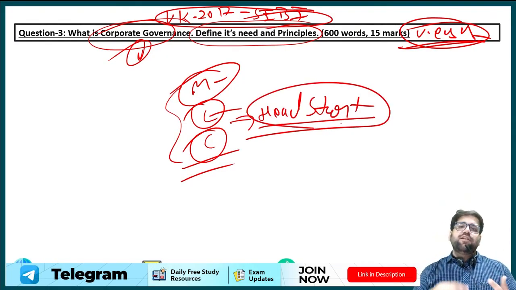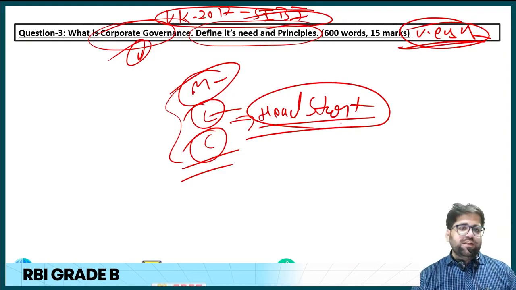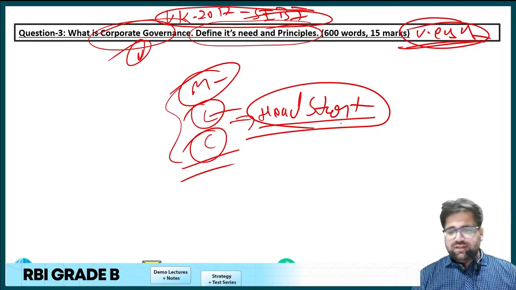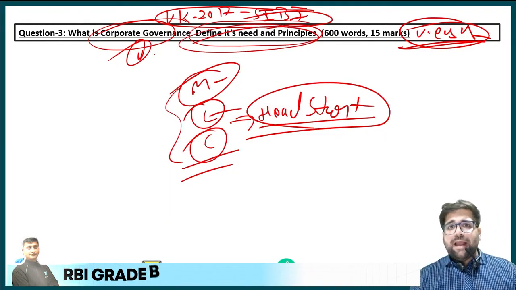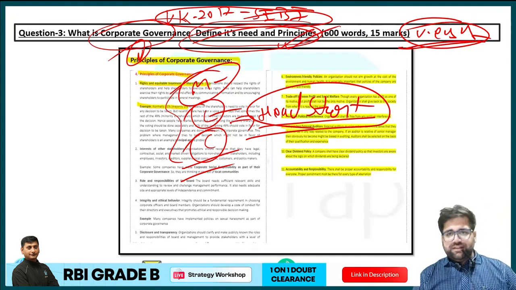Many people will define that motivation is a general process of motivating others. This is not a good approach. Use the standard definition of Maslow and you could have easily answered this question. In the body part, define the need, why there is a certain scam, that's why we need corporate governance, and then end with the principles.